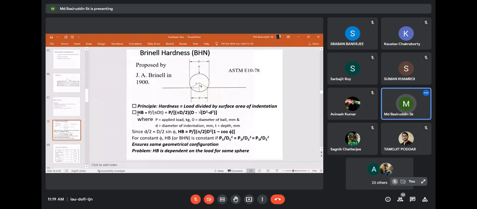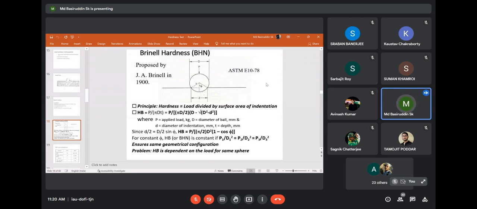Now the problem is, what will happen if the small d by capital D ratio is less than 0.25? Here you compare these things by putting two different values. In one case, you put the small d which is 0.1 of capital D, and in another case, you put the small d that is 0.3 times capital D.